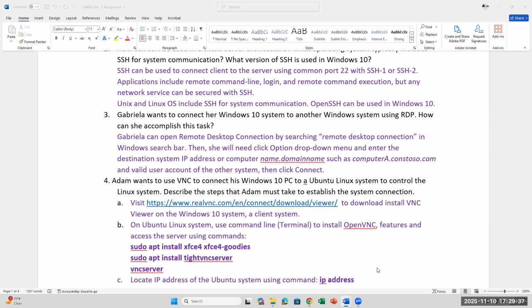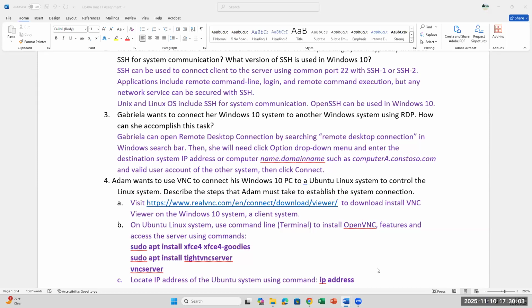Then on the Linux system, you can use the command line, which is the terminal, and you can install what's called OpenVNC. So Real VNC technically uses OpenVNC, just like how SSH uses OpenSSH. These are free, open source products and tools for you to use.